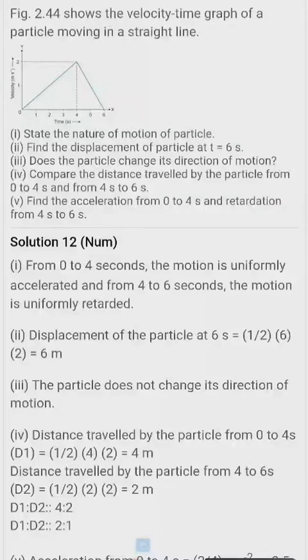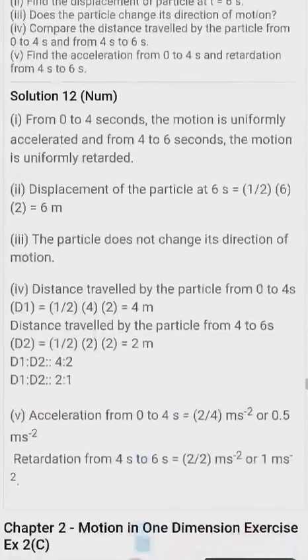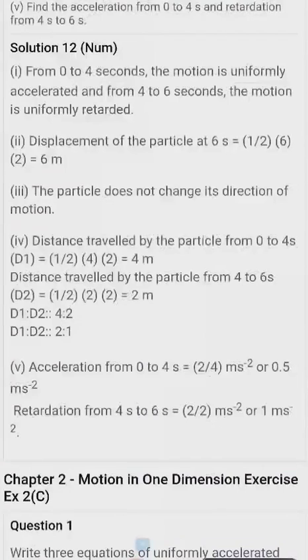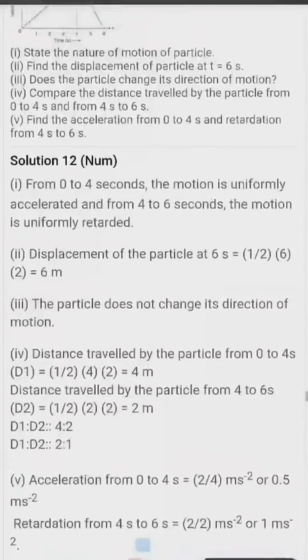And in last 2 seconds, again it is a triangle, half into base into height, half into 2 into 2, so you will get 2. So when you find the ratio, it will be 4:1. It will be 4:1. You need to find the acceleration from 0 to 4 and retardation from 4 to 6.